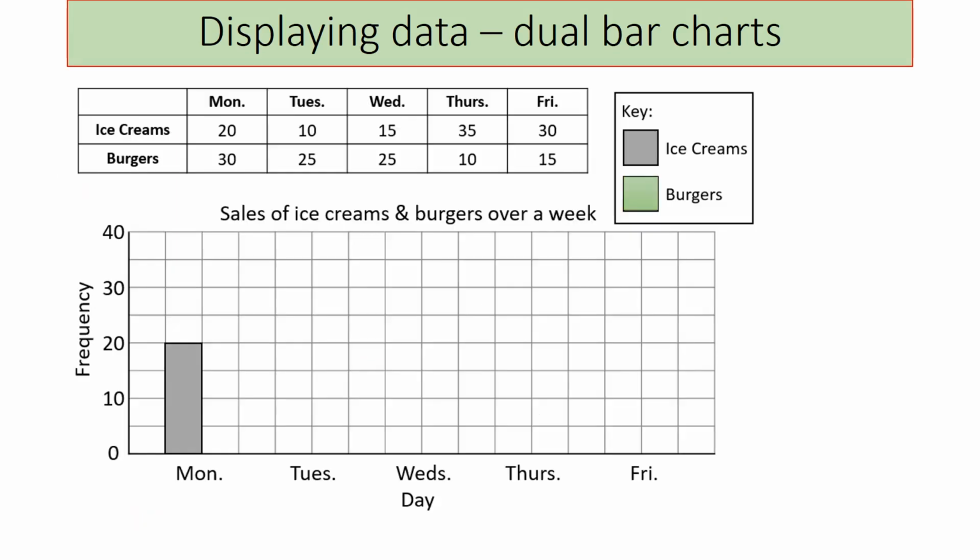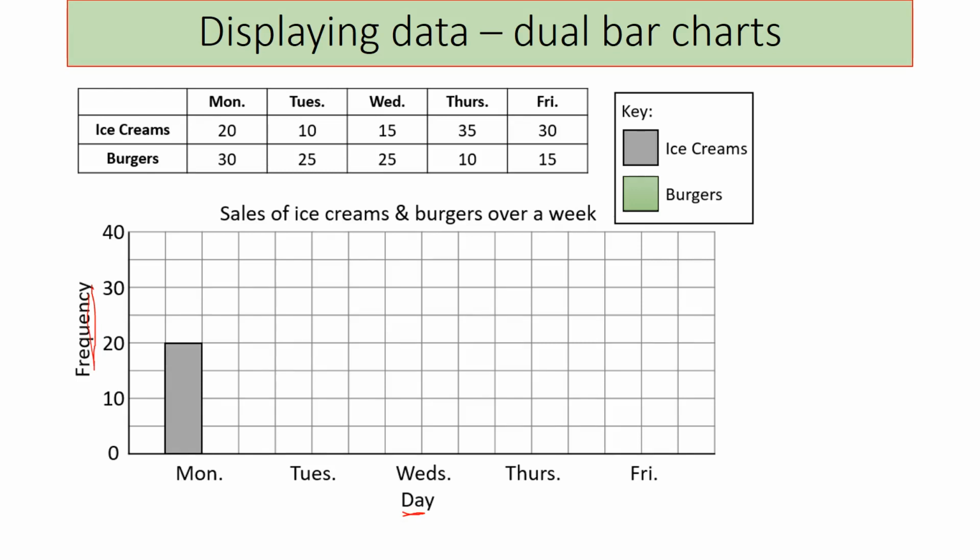Now let's have a look at how to plot a dual bar chart. Okay, I have already my data in the table, and I've got the key. Remember, you always must include the key so we know how to read the information from the bar chart. Okay, you need to have labels for your axis. So I've got days, and I've got frequency. Okay, that's very important. You also should have the title for your bar chart.